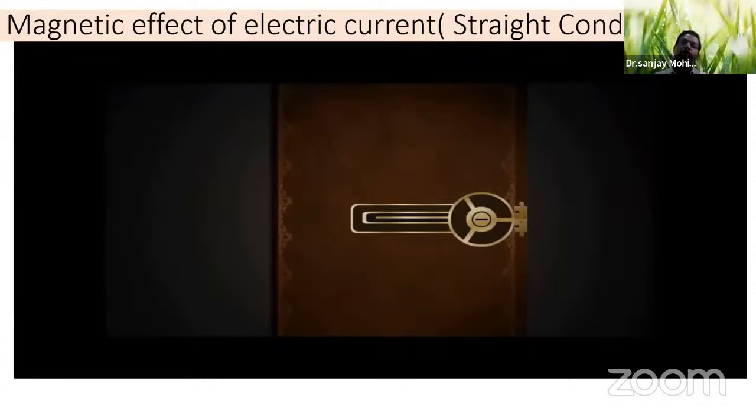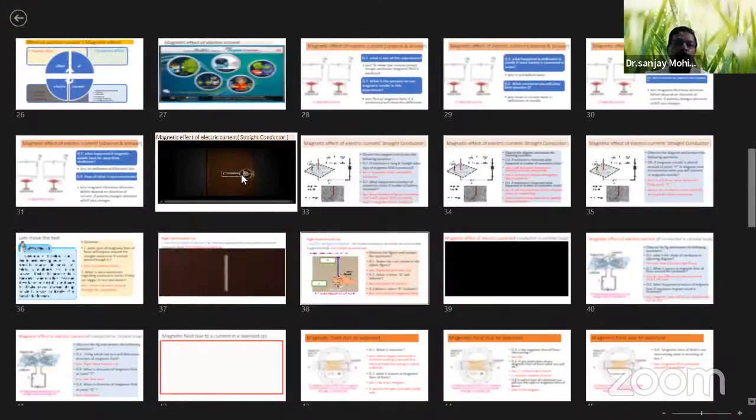Now we are going to learn what happens if the shape of the conductor is changed. Maybe the shape of the conductor is a straight conductor, a one-loop conductor, or a many-loop conductor. Then is there going to be a change in the magnetic field? If there is a change in the intensity of the magnetic field, that we are going to learn, and those types of questions are going to be asked from the exam point of view.